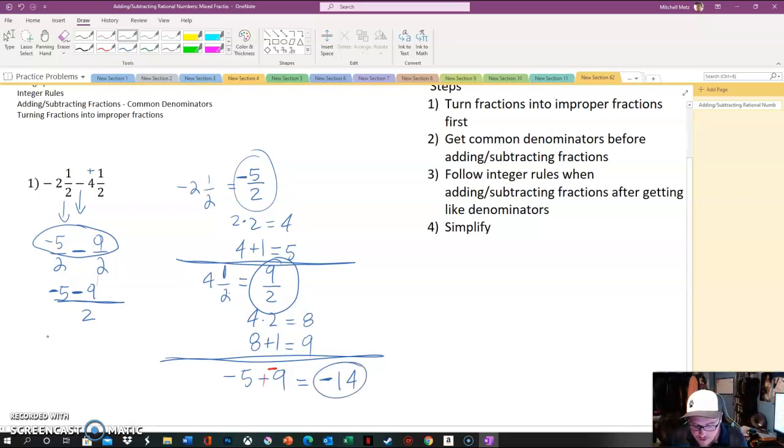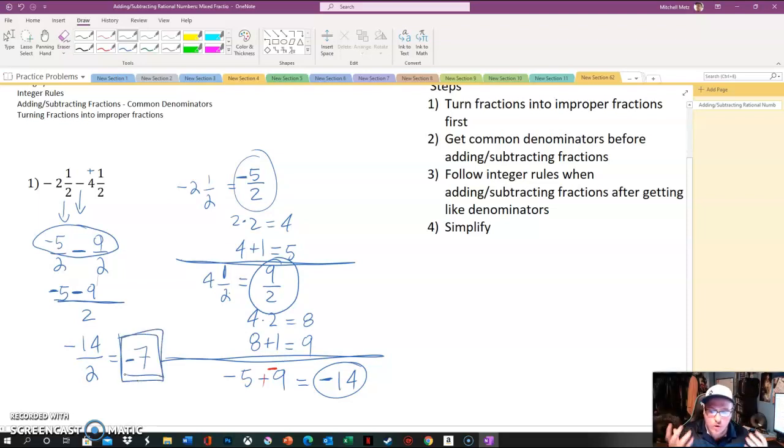Now I'm just going to rewrite my fraction again. I'm going to rewrite negative 14 on top and 2 on the bottom. Oh, look, I can simplify. 14 divided by 2. How many times does 2 go into 14 equally? 2, 4, 6, 8, 10, 12, 14. That's 7 times. It's going to go in there 7 times. And don't forget your sign. That negative sign stays. So my answer is negative 7.